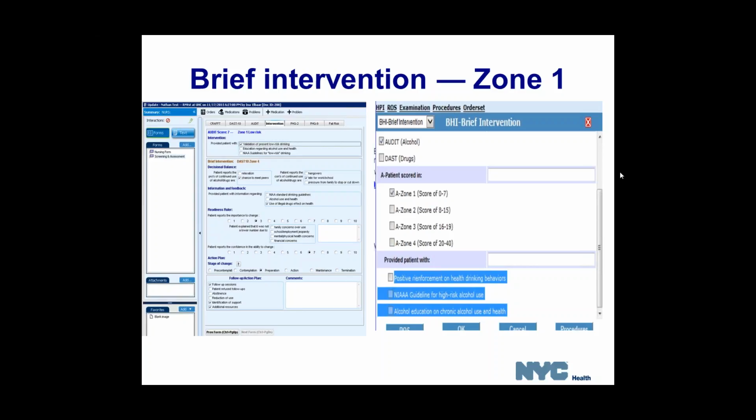So, for example, if the patient's in Zone 1, the provider is prompted to deliver education, so whether it's the federal guidelines for low-risk drinking or reinforcement for positive drinking behaviors, that is all the patient might need. In some of the practices we work with, it's really the medical provider who's providing this education or reinforcement to the patient. In others, a nurse, a health educator, a social worker, or behavioral health worker is providing this to the patient.